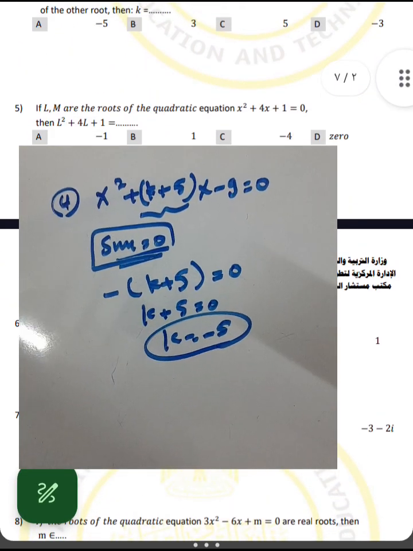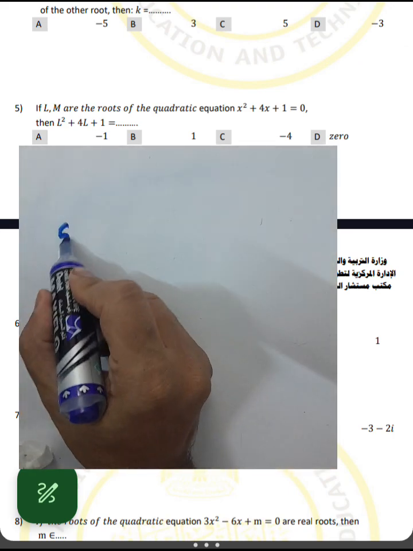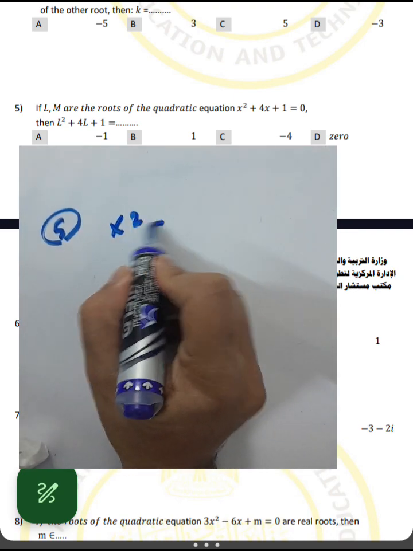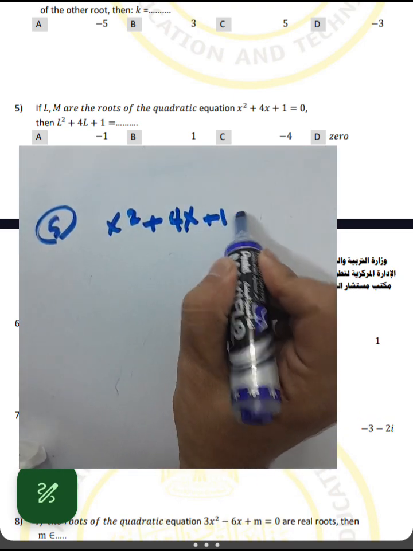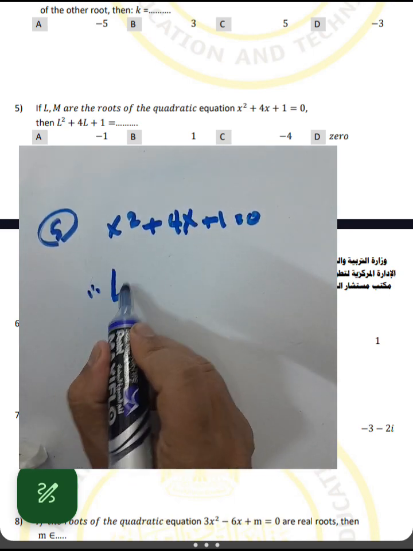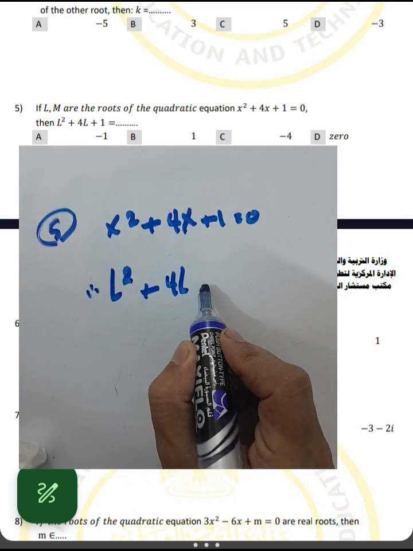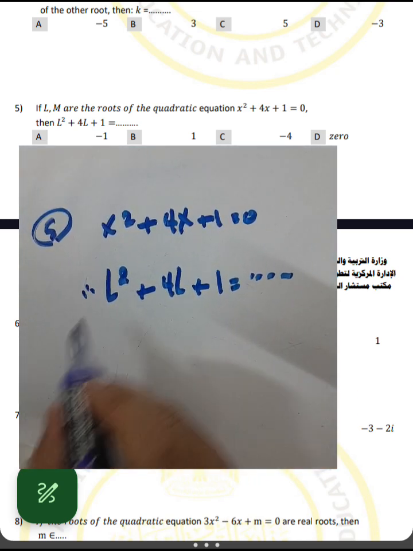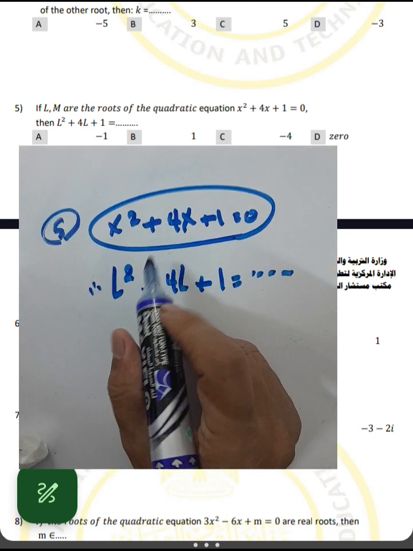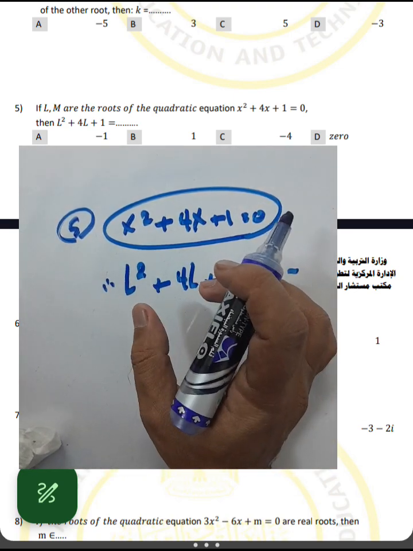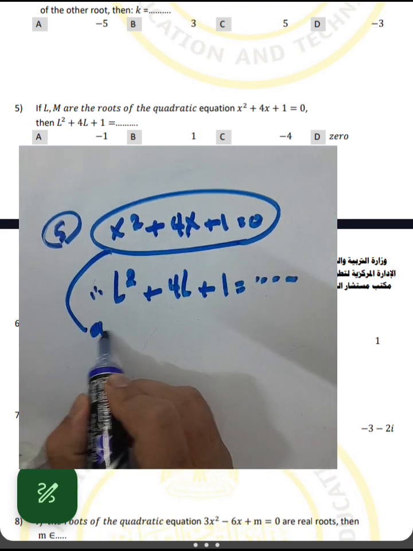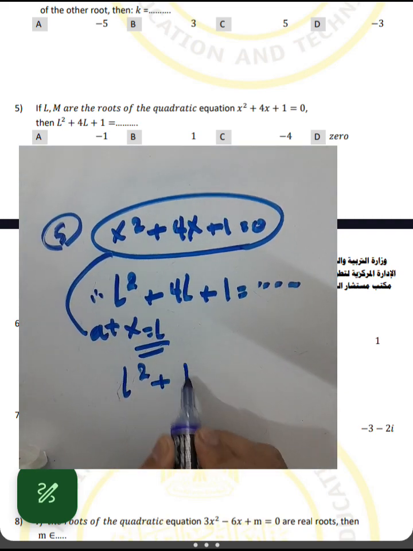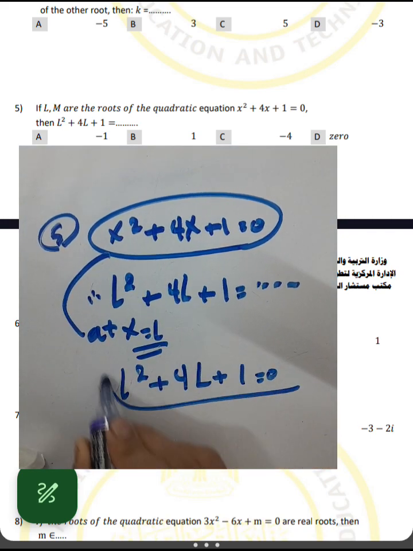Question number 5. If L and M are two roots of the quadratic equation x power 2 plus 4x plus 1 equals 0, then we want to find L power 2 plus 4L plus 1 equal what? The result here will be equal 0, because L and M are the roots of the quadratic equation. Put x equal L in this equation, it will be L power 2 plus 4L plus 1, it will be 0. Then the result here will be 0.